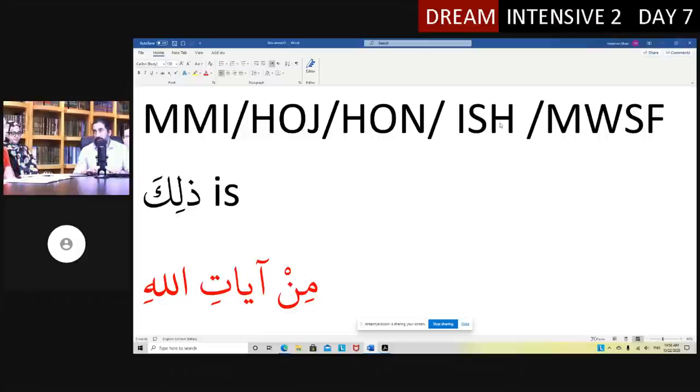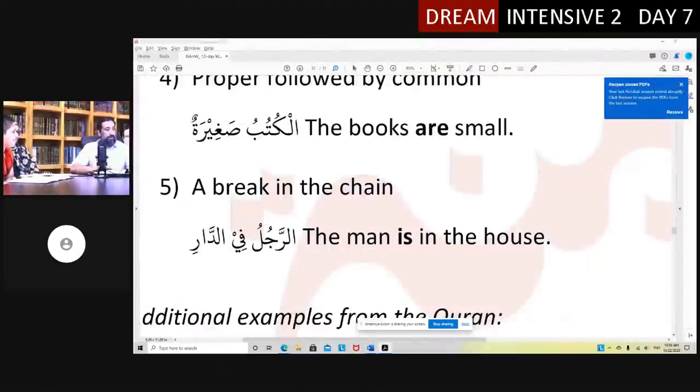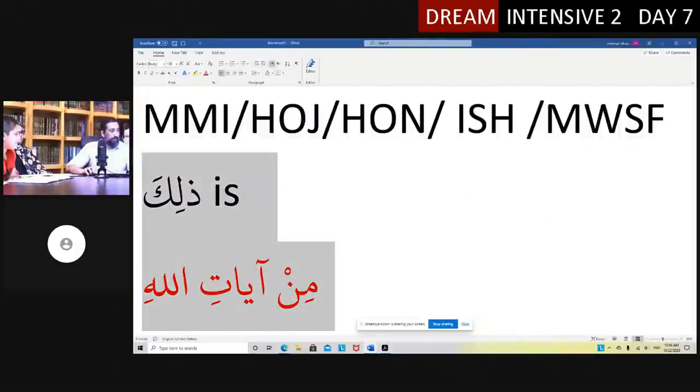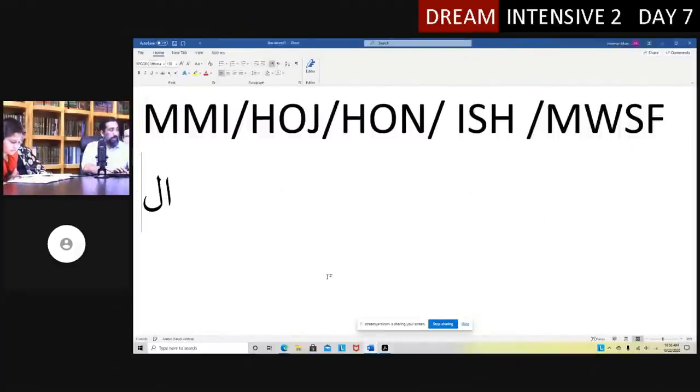So that process, right now I'm walking you slowly through it. Slowly, it'll just start becoming natural. Now that's the hard one. I'll give you the example that's here too: Ar-Rajulu Fiddari. Let's do that one.